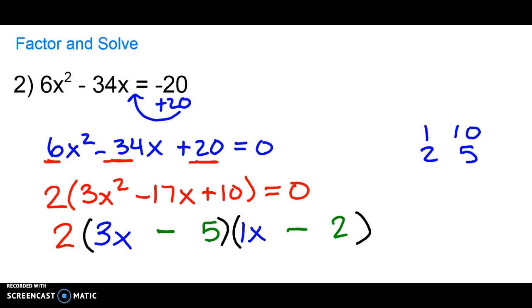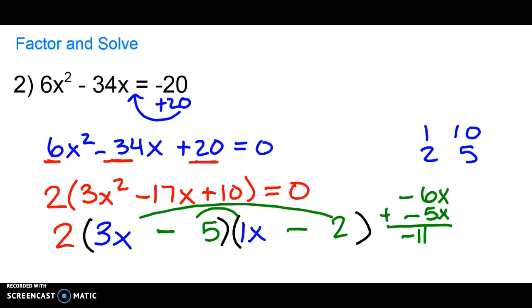And I'm going to check my loops. So if I check the outer loop, 3x times -2, that's -6. If I check the inner loop, I get -5x. And if I were to add them together, I would get -11x. So did I factor it correctly? No. So if 5 and 2 didn't work, what should I do? I should switch it and see if it works the other way. So I'm going to put the 2 here and the 5 here, and then I have to recheck my loops. Okay? So 3x times a negative 5 is negative 15x.